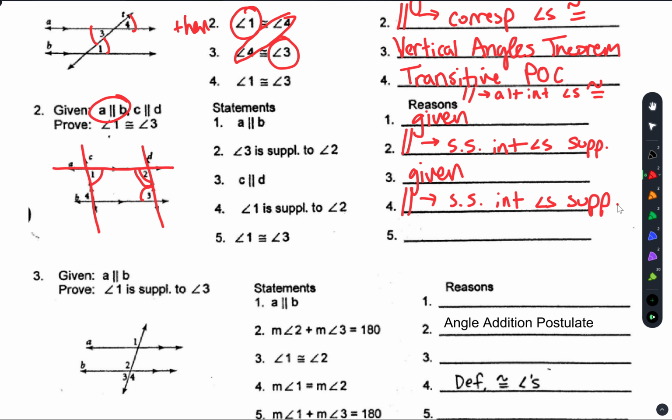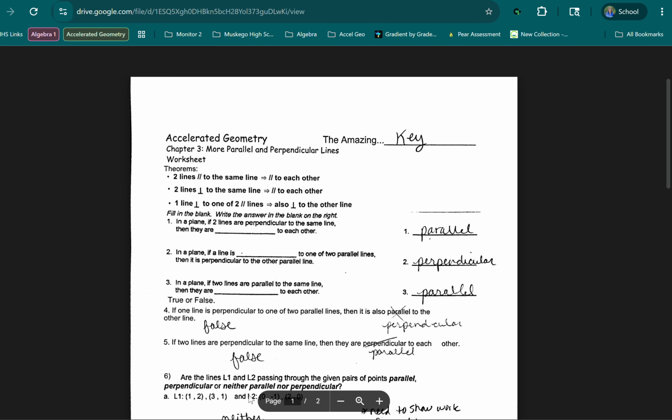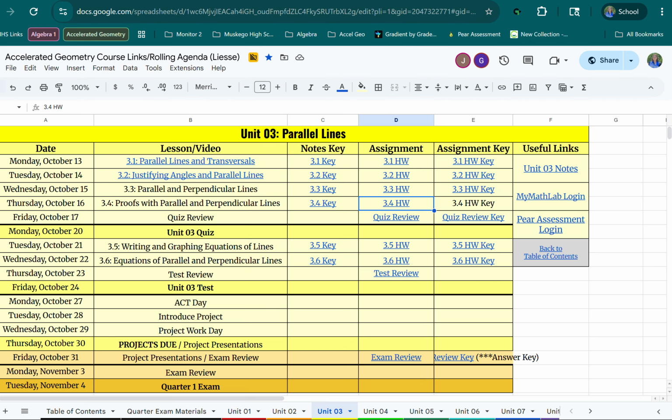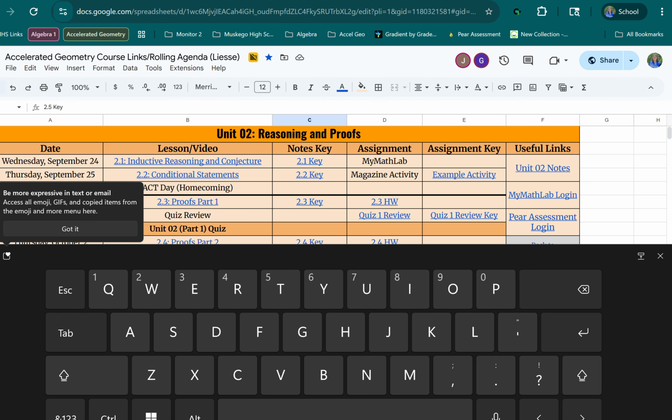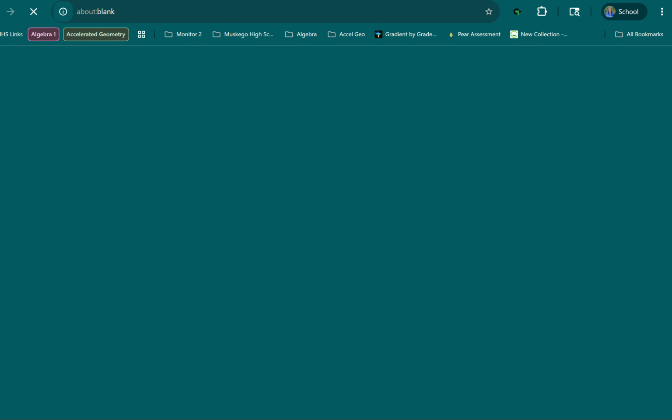We don't have transitive property for supplementary. We have a different name for it, though. Any ideas? We just talked about it on your test, actually. I pointed it out to you. Ooh. Is it over here? Did I open it up? I did open it up. Let's go back to Unit 2.